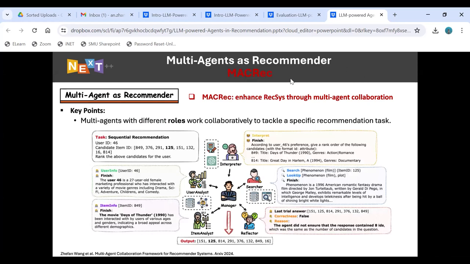After that is MacRec. MacRec is trying to enhance recommender systems through multi-agent collaborations. For each recommendation task, it is addressed through the collaborative efforts of various specialized agents, including manager, user and item analyst, searcher, and also reflector with different working flows. So actually it is trying to use multi-agents with different roles to work collaboratively to tackle a specific recommendation task.